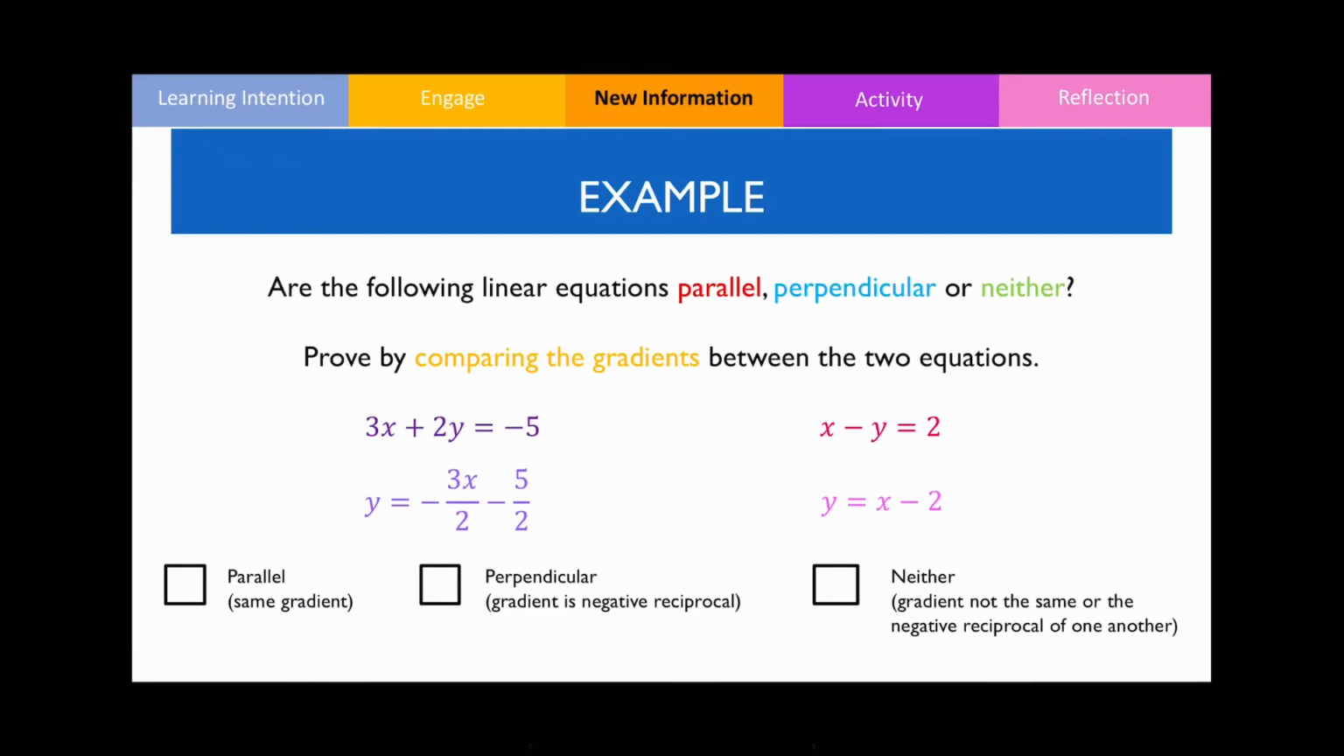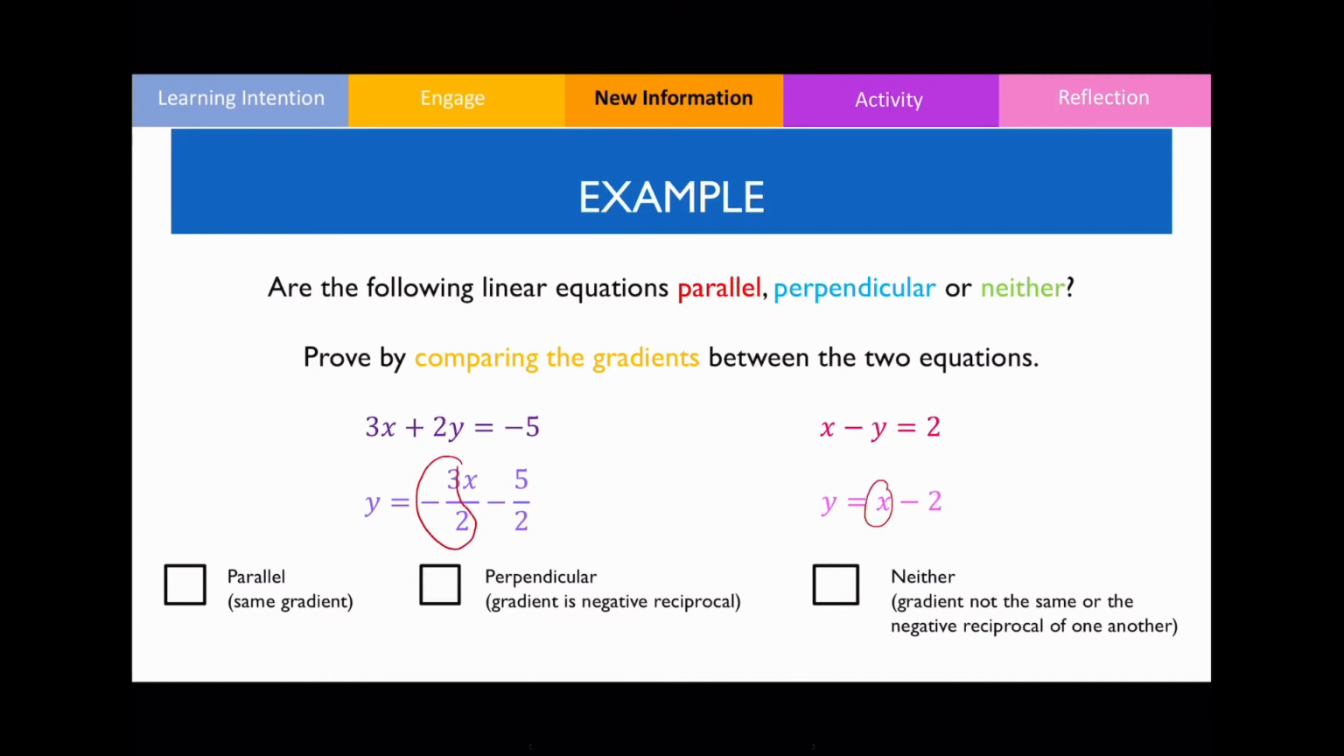Now, once you've rearranged the equations for both of them so that they're in the y is equal to mx plus c form, we're going to be comparing the gradients, okay? So remember, we said that when the gradients are the same, they're going to be classified as parallel. When you've got a perpendicular line, you're going to have the gradient that's the negative reciprocal of one another. And when it's neither, that's when the gradient is neither the negative reciprocal and it's not the same as well.